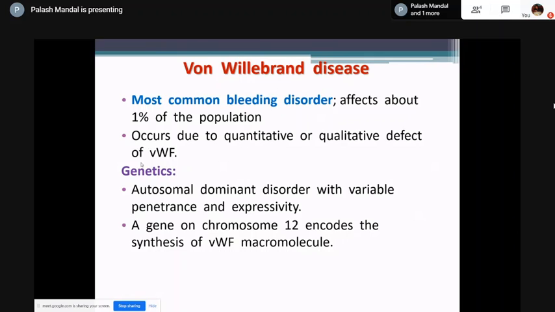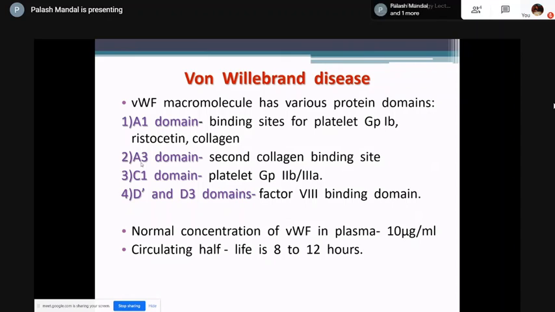The gene is located on chromosome 12, and it encodes the synthesis of the von Willebrand macromolecule. The macromolecule has various protein domains: A1 domain, A3 domain, C1 domain, D and D3 domains. The normal concentration is 10 microgram per milliliter, and the circulating half-life is about 8 to 12 hours.